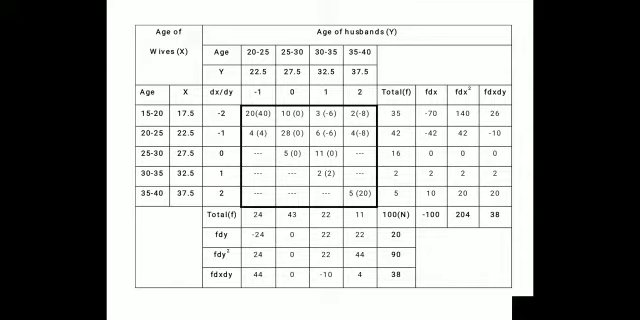In the first column we are given the age, that is in the continuous series, and in the next column the value of x refers to the mid values of the ages, that is 17.5, 22.5, 27.5, 32.5 and 37.5. These are the x values. In the same way, the y values are also given, and we have found out the mid values of the series. Okay, so now the next step that we have to do is to calculate dx and dy.